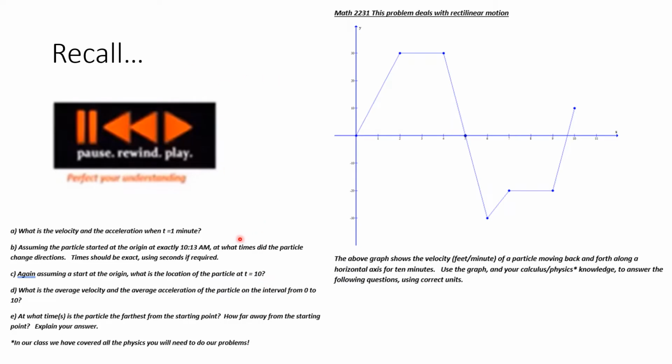And here are the questions that I ask you. What is the velocity and acceleration of the particle when t equals 1 minute? Part B, assuming that the particle started at the origin at exactly 10:13 a.m., at what times did the particle change direction? Your time should be exact, using seconds if required. Part C, and again assuming a start at the origin, what is the location of the particle at time t equals 10? Part D, what is the average velocity and average acceleration of the particle on the interval from 0 to 10? And finally, Part E, at what time or times is the particle the farthest from the starting point? And how far away from the starting point are you? And you should explain your answer.